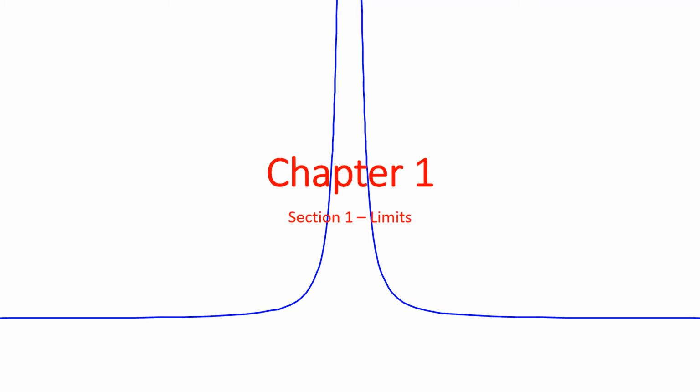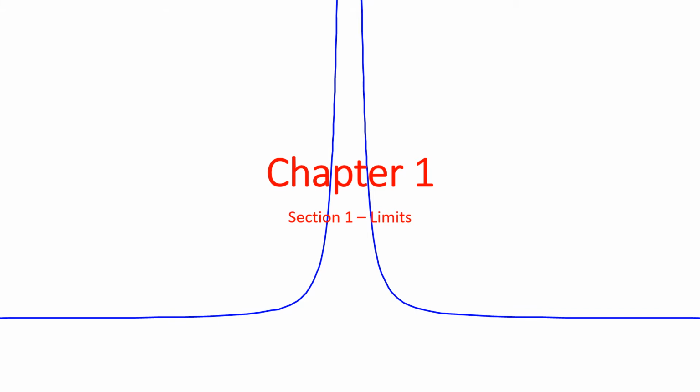Welcome back. This is Chapter 1 of Calculus, Chapter 1, Section 1. Chapter 1 is all about this topic of limits that we see at the very end of pre-calc and the very beginning of calculus. It's one of the four main components of calculus and is actually what most of the rest of calculus is about.